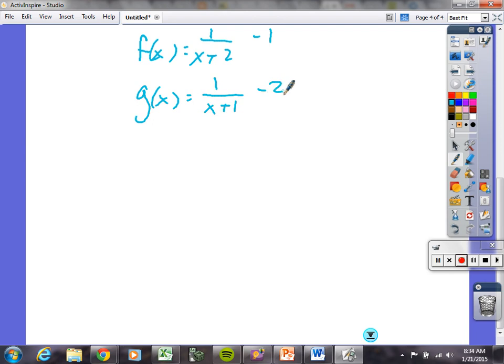Alright. Everybody ready? Okay. So, we need to do a composition. It doesn't matter whether it's f of g of x, or g of f of x. It doesn't matter. You just got to take the composition, okay? So, I'm going to do f of g of x, which is f of 1 over x plus 1 minus 2.